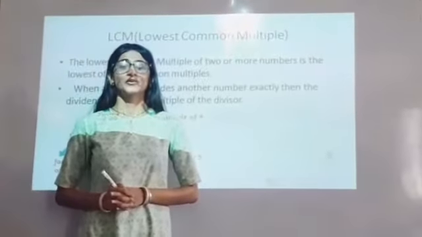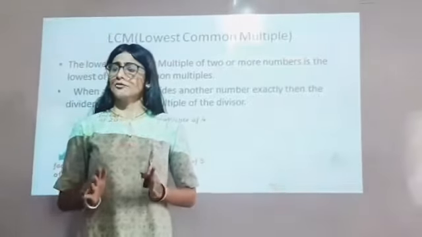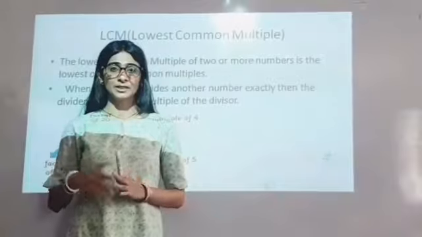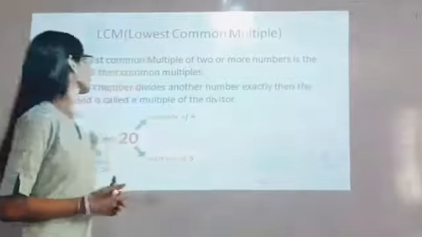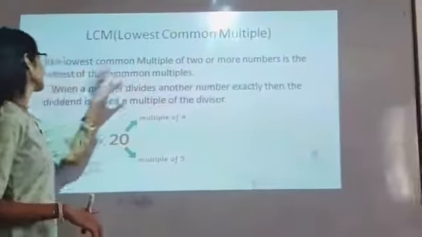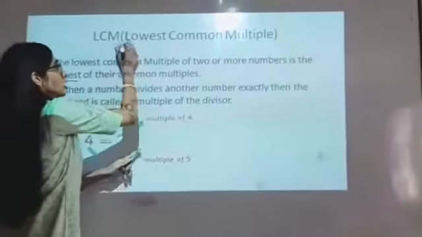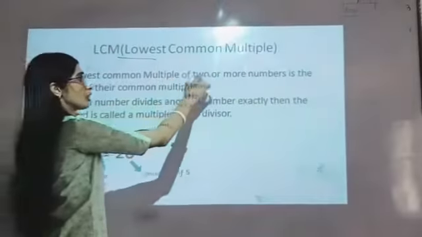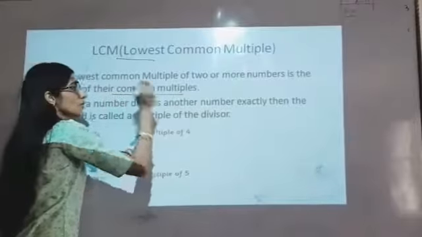That's great. So today I am going to explain to you about LCM. What is the full form? Lowest common multiple. Let's understand what the LCM is. The lowest common multiple of two or more numbers is, as the name suggests, the lowest of their common multiples.